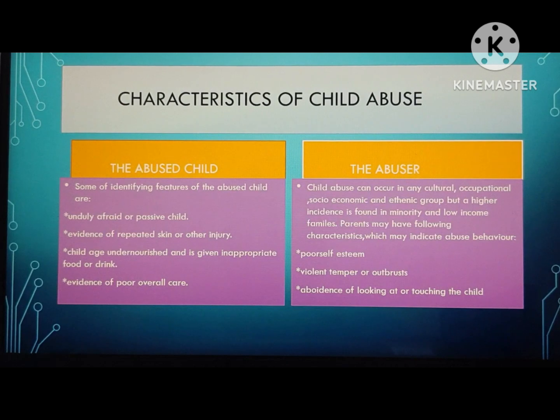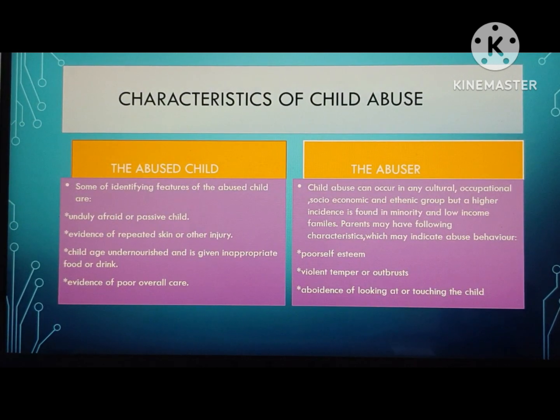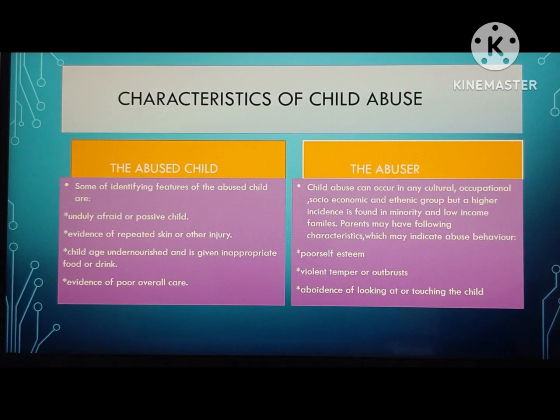Next, characteristics in child abuse. There are two types of characteristics: the abused child and the abuser. Some identifying features of the abused child are an unduly afraid or passive child, evidence of repeated skin or other injury, the child is undernourished and given inappropriate food or drink, evidence of poor overall care. By these points, we can recognize that the child is already abused.